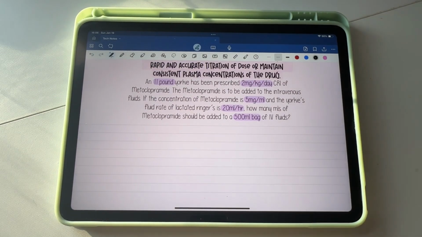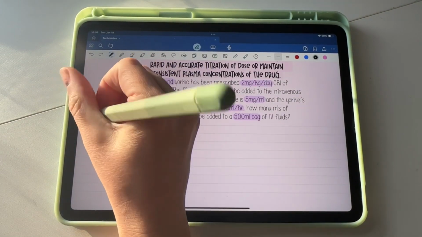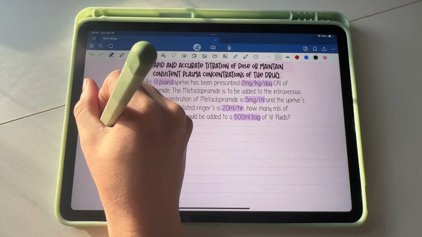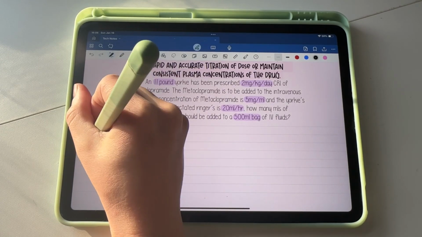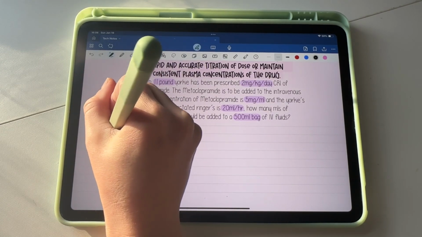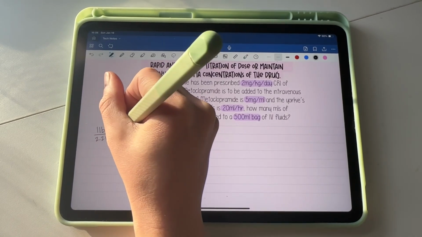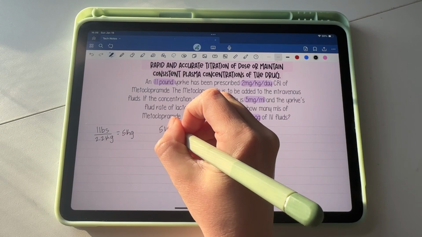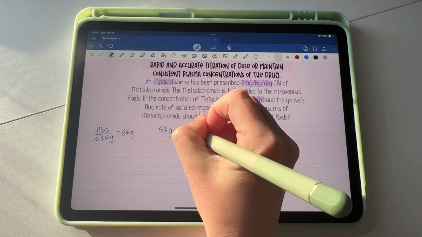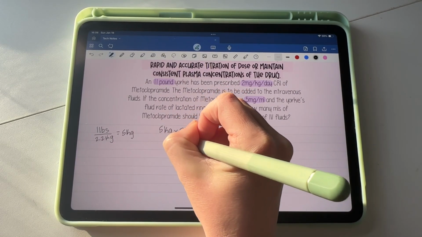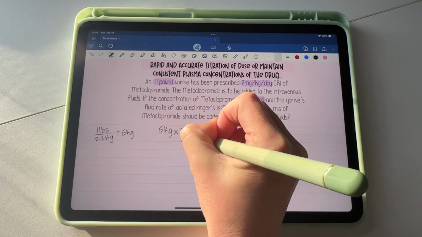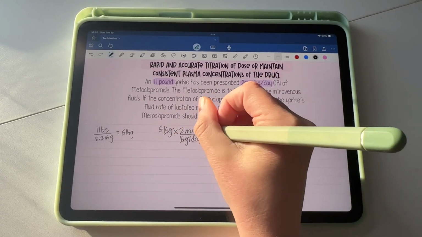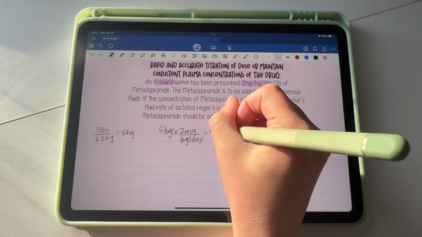First, we have to start by looking at our units and make sure that they match. We need to convert our pounds to kgs in order to complete this problem. To do that is simple. We're going to take our 11 pounds divided by 2.2 because there are 2.2 pounds in a kg, which will give us 5 kgs.